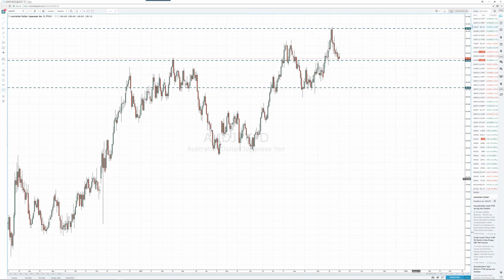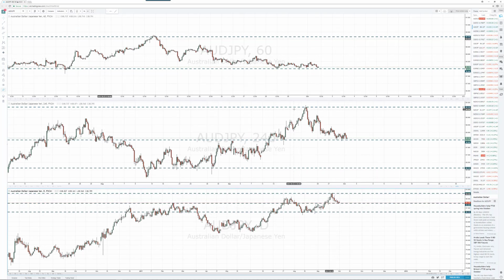But I'm not saying with this particular trade idea that I think that necessarily the market is going to go on and break new highs. I just like the look of these two support lines that we're looking at here. So the level at, where is it? It is the 88.00 level and then the 86.12 area.